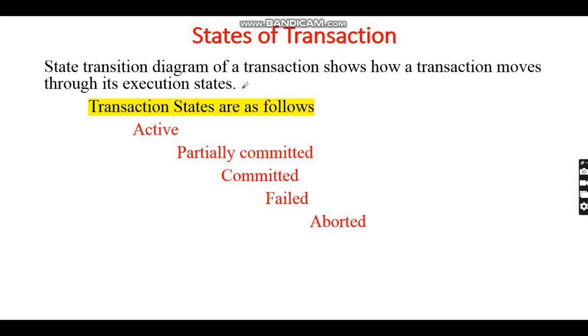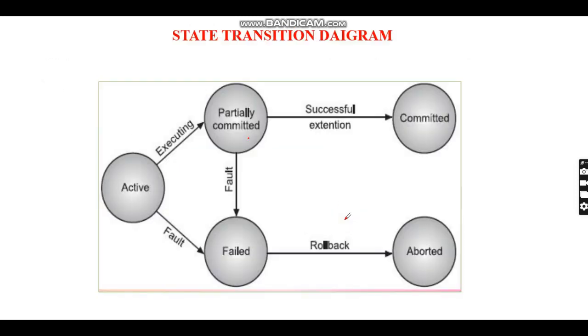So what are all the states of a transaction? The first one is active, then partially committed, committed, failed, and aborted. Let's see these one by one. First, see the transition diagram. Here you can see there are 5 states in the transition diagram: active, partially committed and committed; active, partially committed, failed and aborted; active and failed, and then aborted. This is the flow of the execution of your transaction.